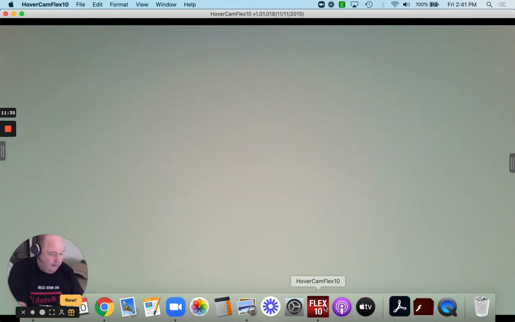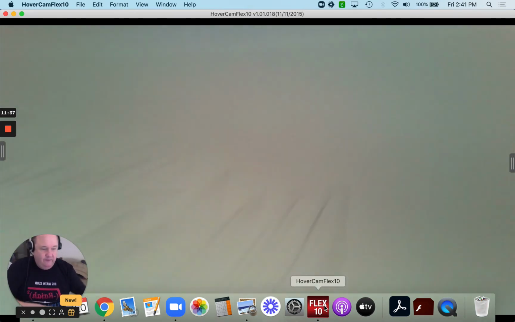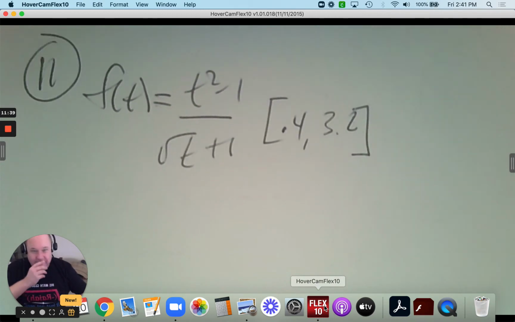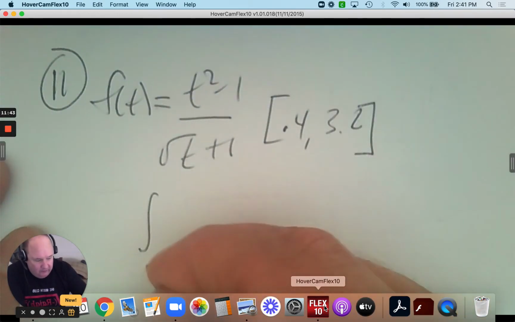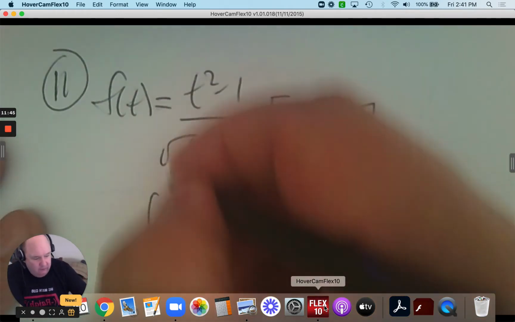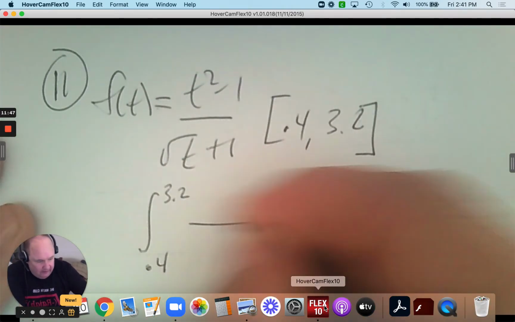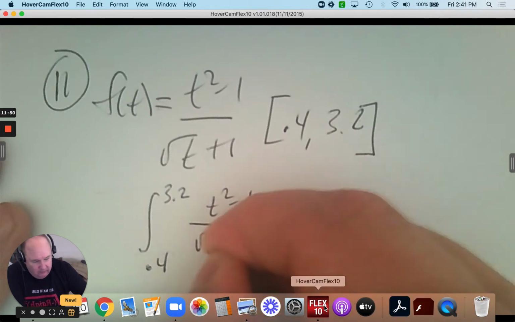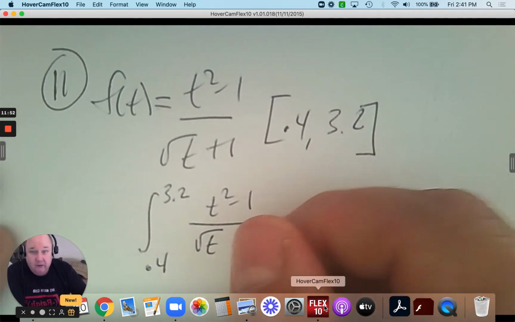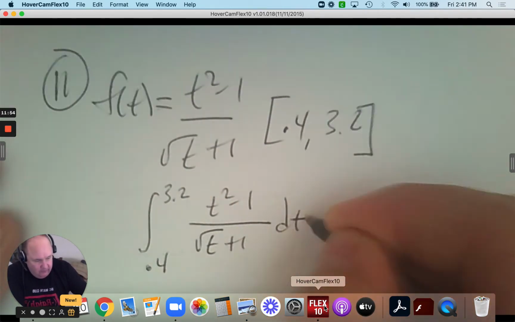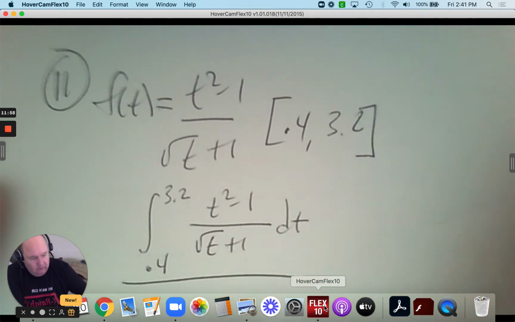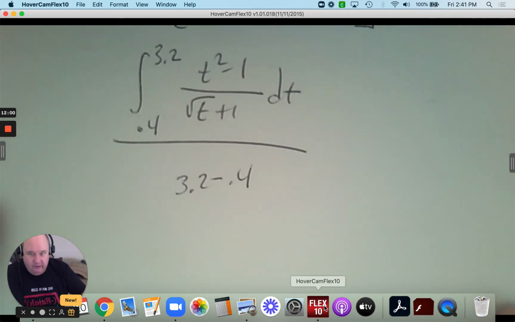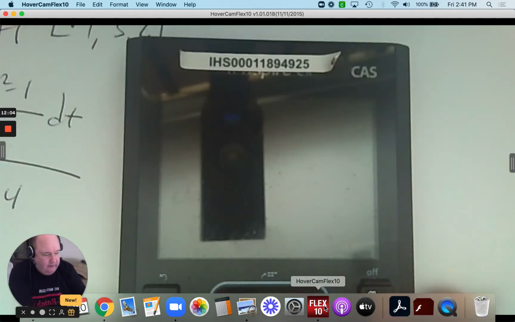All right, number 11 here. This is what we're going to show in our calculator, the setup. Let's just set it up. So the average value is integrating from 0.4 to 3.2. And I'm going to integrate (t squared minus 1) over the square root of t plus 1 dt. And then I'm going to divide by the difference of the bounds. So that's what it's going to look like. Can you put that in your calculator?